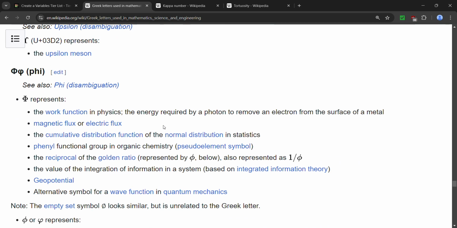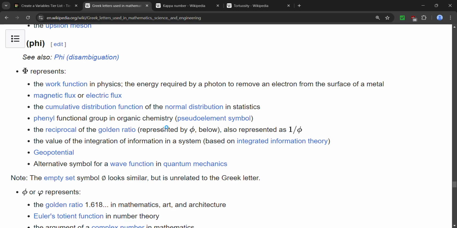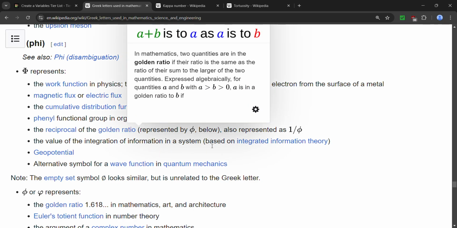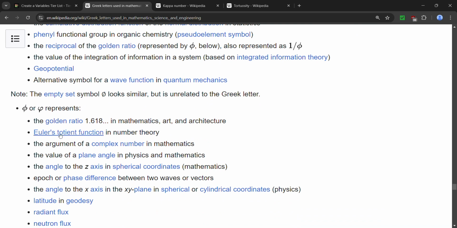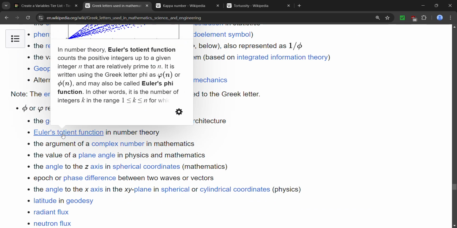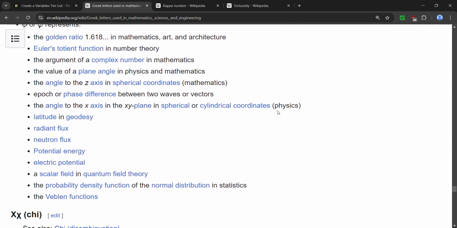Okay, phi. Let's see what we got. Phi is, I think, pretty important. Work function, flux. I'm a big fan of flux. One of my favorite quantities, I gotta say. And alternative symbol for the wave function. Cool. The golden ratio. These are pretty interesting stuff. Again, nothing that important, I think. The totient function. I like the totient function. I've never actually had to use it, but it's cool.